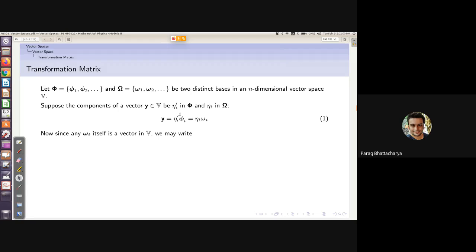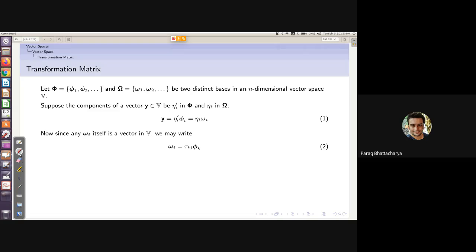Now you see, omega I itself is a vector, right? Because omega I itself is a vector, that means this omega I can also be written in terms of these phi I's, right? So we can write it like this. Omega I can also be written in terms of phi I.